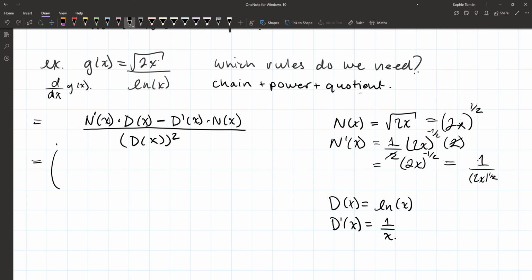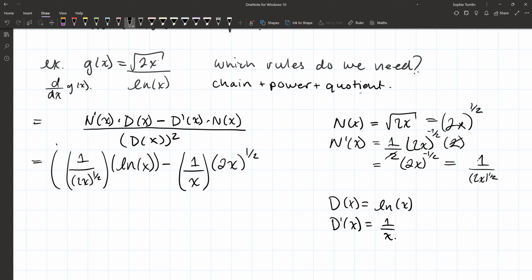So you have the derivative of the numerator, which is going to be 1 over 2x to the 1/2, times our numerator, which is going to be ln x, minus the derivative of our denominator, which is 1 over x, times the numerator, which is going to be 2x to the 1/2. And then this is all over ln x squared.